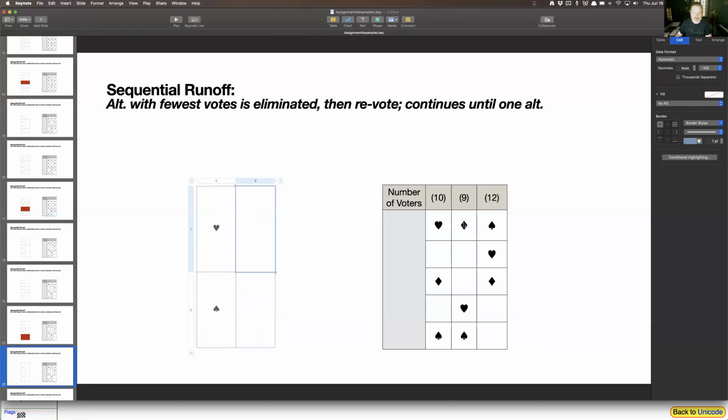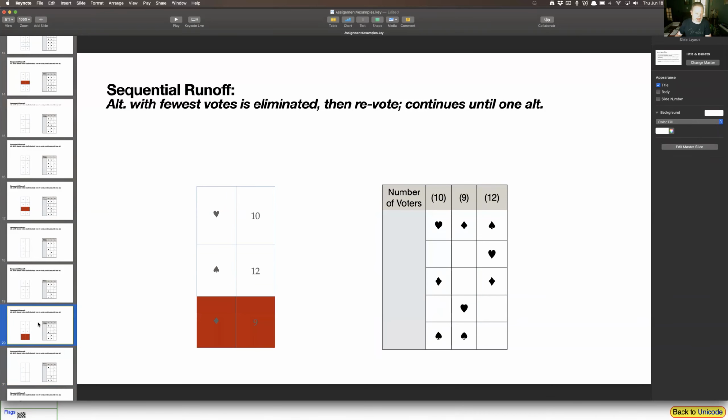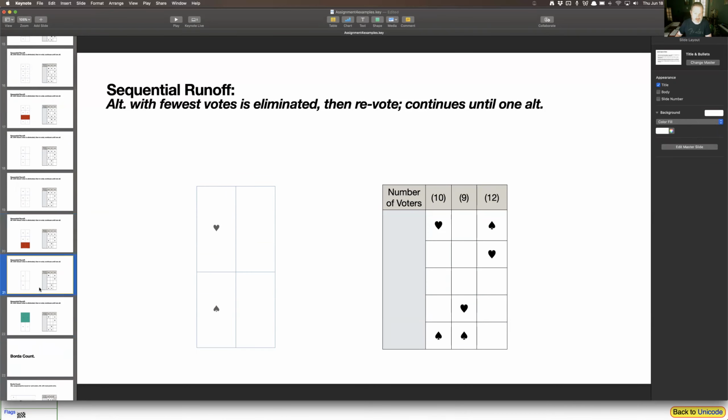We don't know what the vote will be yet. So we'll drop diamonds, diamonds, diamonds, right? So we had diamonds. It was the lowest vote getter. Now we're dropping all the diamonds. We end up with just these 2. This is our final round of plurality runoff. And so we see that 10 will vote for hearts, 9 more will vote for hearts, and 12 will vote for spades. And so we're going to get 19 for hearts and 12 for spades. So hearts will win that one.